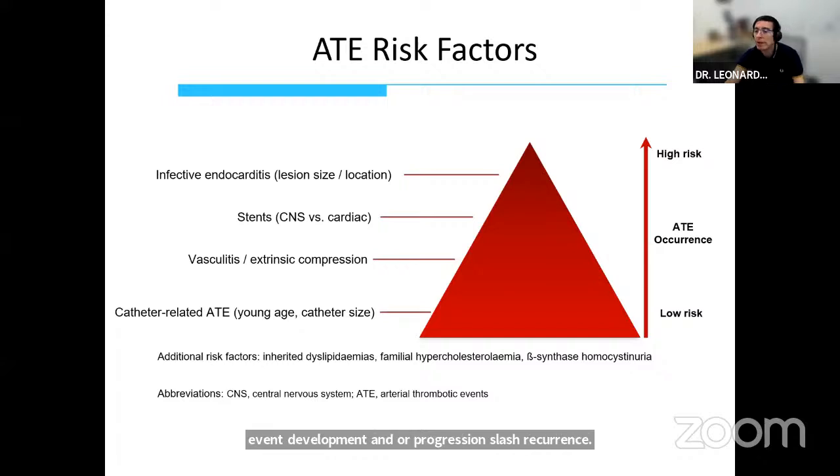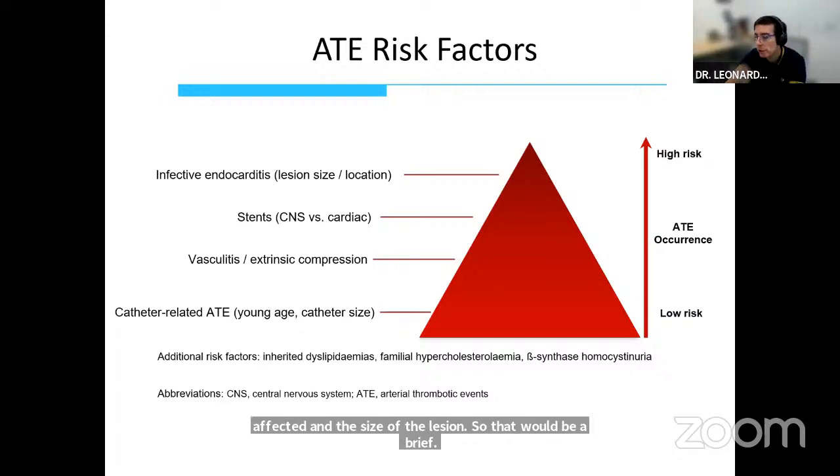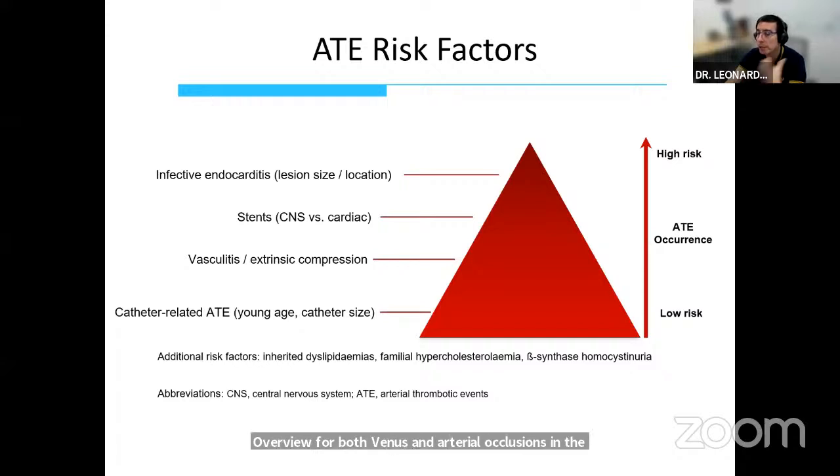progression or recurrence. And in the base, and the very young, represented on the left of the histogram that Paul Monagle's group generated, the catheter-related arterial thrombotic events with higher risk for patients of the very young, particularly the premature newborns, and patients with multi-lumen or bigger catheter size. Above that, we have patients with inflamed vessel walls in vasculitis or extrinsic compressions, and then you have the stents, and then infective endocarditis with a high potential for embolism, depending on location of the valve that is being affected and the size of the lesion. So that would be a brief overview for both venous and arterial occlusions in the pediatric age group and the ones that can potentially lead to emergencies.